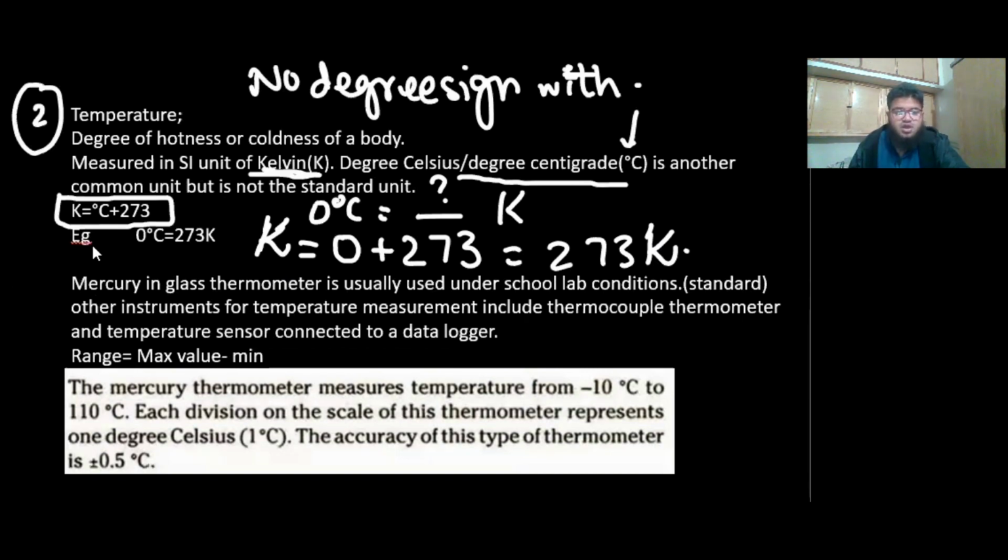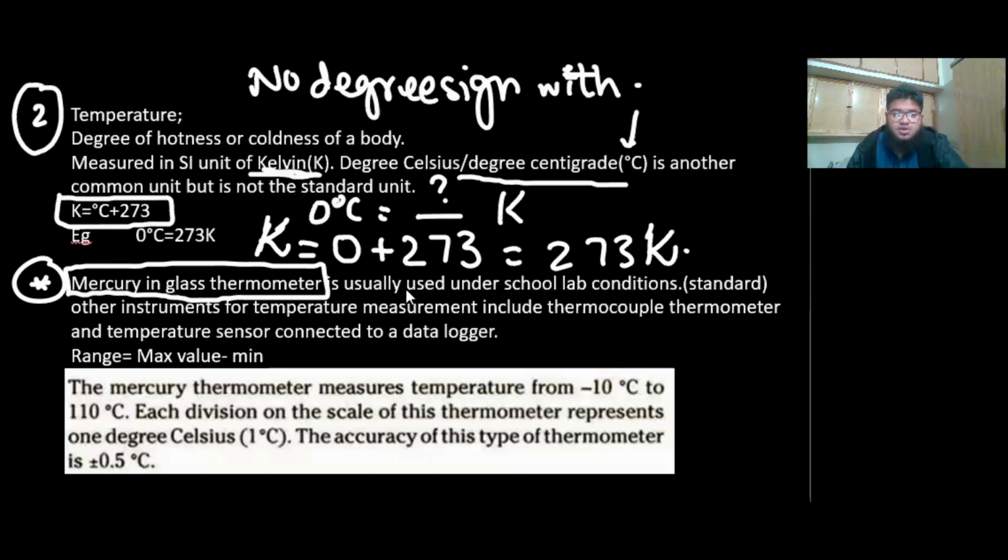Now, this is not mercury, this is a mercury in glass thermometer. This entire term is one thing. This is one instrument. This is the instrument that is used for measuring temperature, the very common one that we have in our labs, in the school labs. It is easily available. So now let's go on reading this part as well.